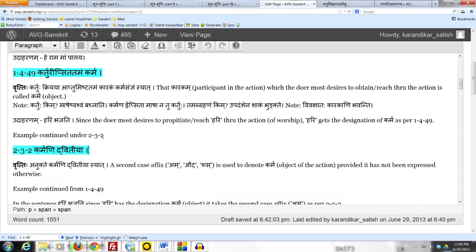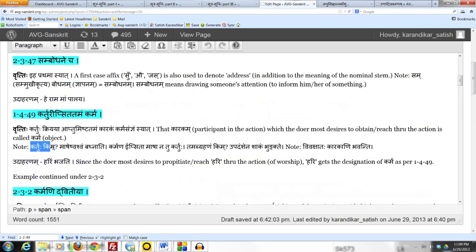But before going there, let us look at this note over here, which says that kartuh kim, masheshvashvam badhnati, meaning that someone tethers or ties his horse among the beans in the beans field. Now here the beans are the most desired, but for the horse, not for the one who is doing the action of tying. So therefore, we don't use the second case affix with masha. The commentator says that karmanah ipsitah mashah na tu kartuh. The beans are the object of desire of the horse, who is the object of the action of binding, not the doer of the action of binding. So we have to keep in mind that only that which the doer most desires to obtain or reach through the action is called karma.